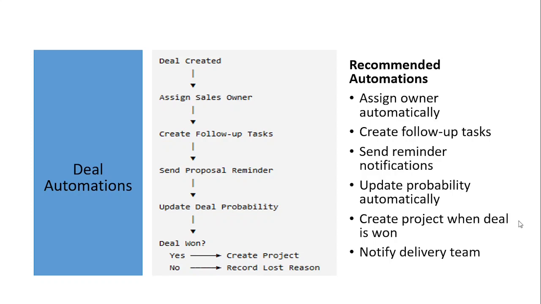When the deal is marked as won, ClickUp can automatically create a new project, assign the implementation team, and notify everyone involved. If the deal is lost, don't just close it. Record the reason so you can identify trends and improve your sales process over time.